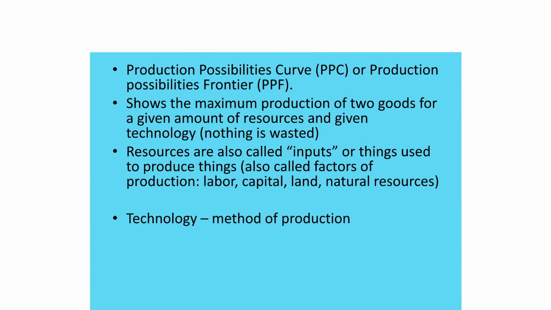Next idea is the production possibility curve, or production possibilities frontier, indicating it's the farthest you can go, or on the frontier. And this is what you can produce of 2 goods with given inputs or resources and technology, which is really just a method of production. It doesn't mean information technology. It just means some method of producing things.